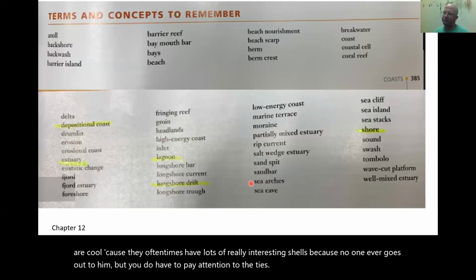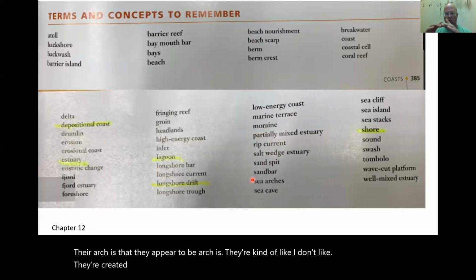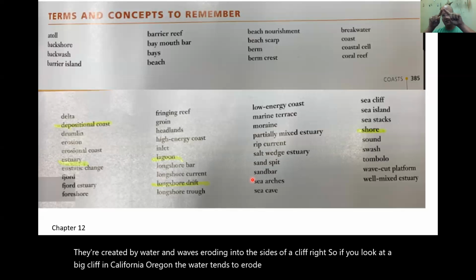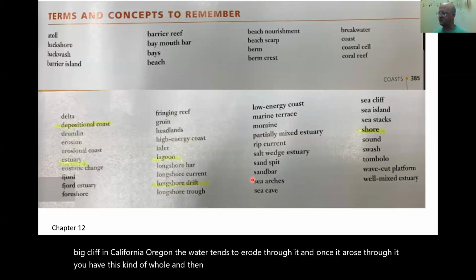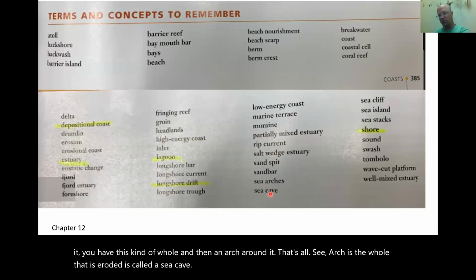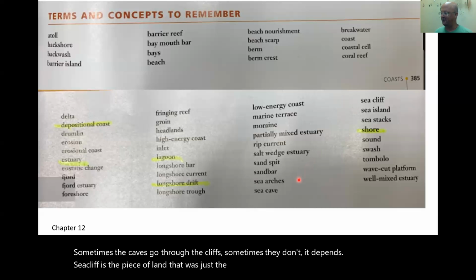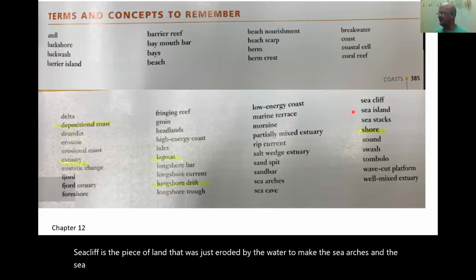All right, sea arches. They appear to be arches. They're created by water and waves eroding into the sides of a cliff. If you look at a big cliff in California or Oregon, the water tends to erode through it. Once it erodes through it, you have this hole and then an arch around it. That's all a sea arch is. The hole that is eroded is called a sea cave. Sometimes the caves go through the cliff, sometimes they don't. It depends. A sea cliff is the piece of land that was eroded by the water to make the sea arches and the sea caves.